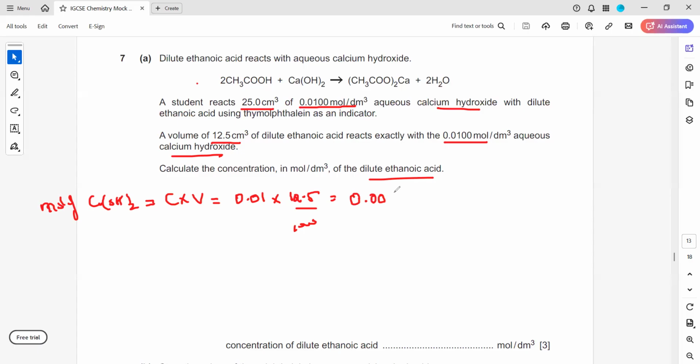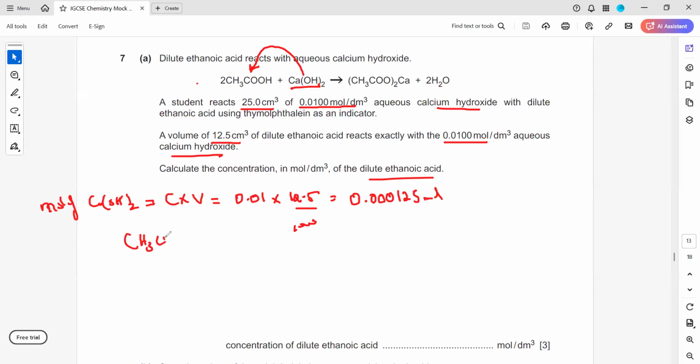0.0.250. You get 1.000, then 125. 1.25 divided by minus 1. Yes, okay, that's the same. So we got 0.000125. These are the moles of calcium hydroxide. Now, from moles of calcium hydroxide, we'll find the moles of ethanoic acid by using a ratio.